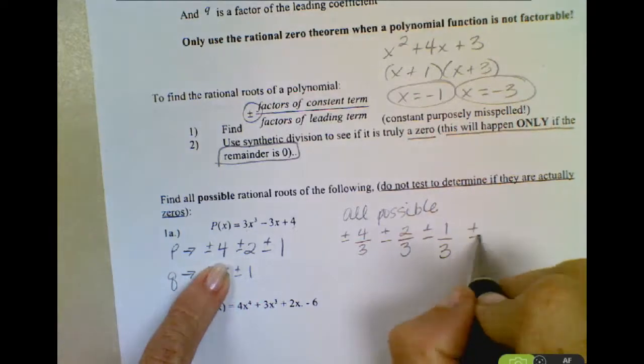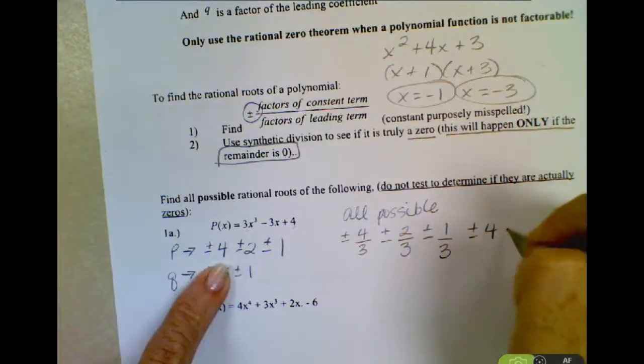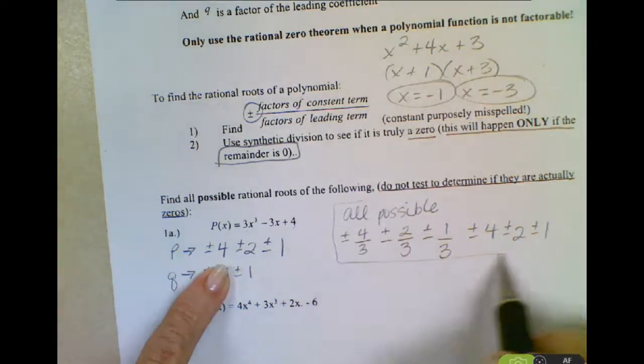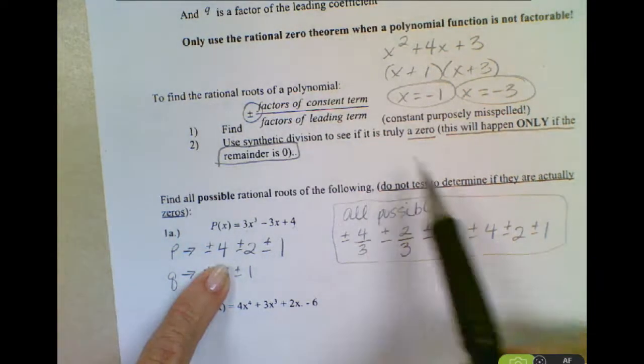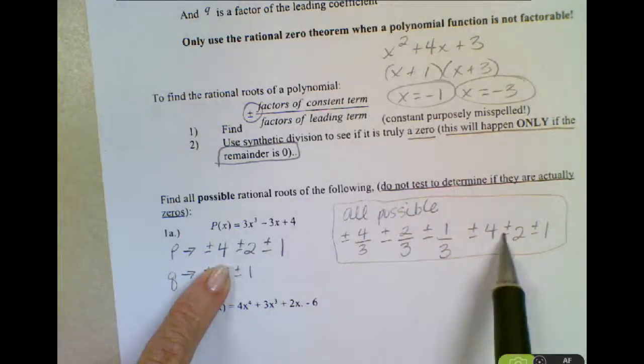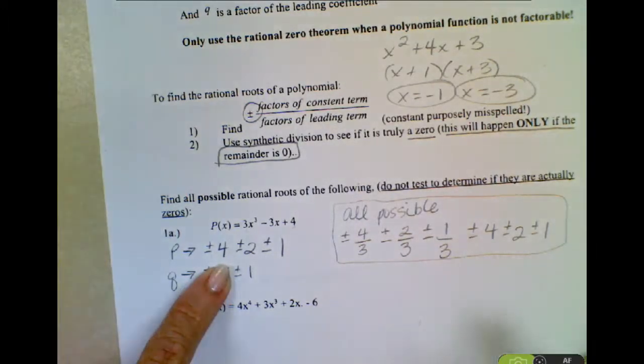So then we have plus or minus 4 over 1, which is 4, plus or minus 2, and plus or minus 1. So these are all of your possible roots. You're going to see why. Look at all the possible roots we have of that. So 2, 4, 6, 8, 10. There's 12 possibilities for that equation.